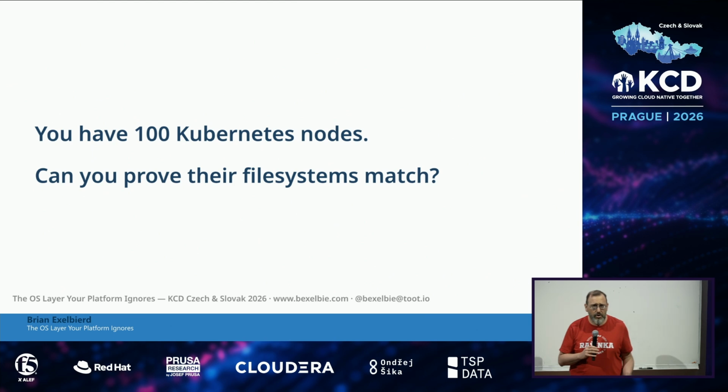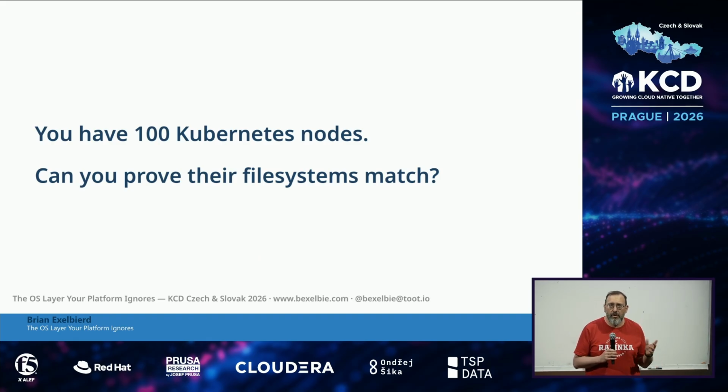So this is the question that I want you to think about. You've got a lot of nodes. Can you prove they're all identical? Many people will think they can, but there's a lot of edge cases that crop up that cause us to not actually be able to answer this question accurately. And you can't generally do this below the, yeah, it'll run all my jobs level.